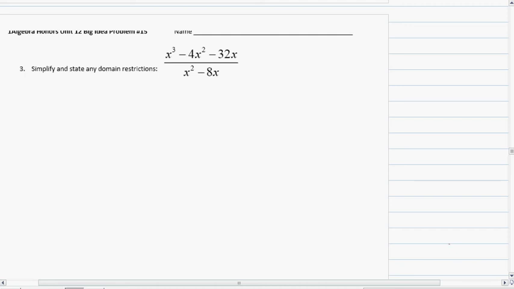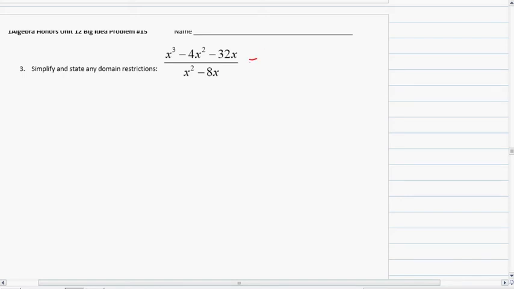Simplify and state any domain restrictions. Now, regardless of whether I ask you for this or not, you should always look at your restrictions, because sometimes if you're solving for x, you might come up with a solution that's actually restricted, an x value that you can't then plug back in, an extraneous solution. So we should always look for domain restrictions, and where we do that is after we factor.